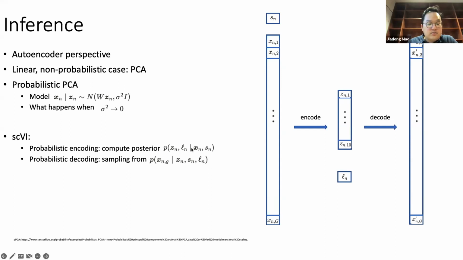the posterior distribution is a conditional distribution, which means on the right-hand side of the bar, we have Xn, which is the data, and the batch index. So from the batch index and from the data, we want to obtain information about Zn and Ln. This encoding step corresponds to this arrow here. So from Xn and Sn, we want to know the distribution of Zn and Ln.